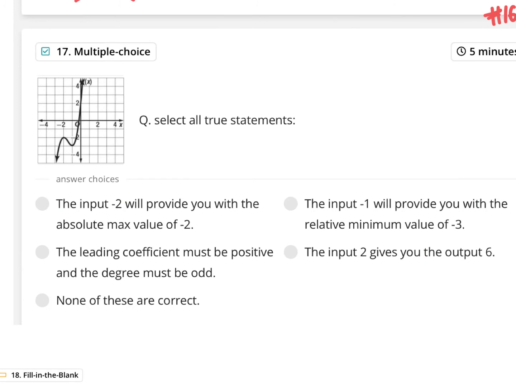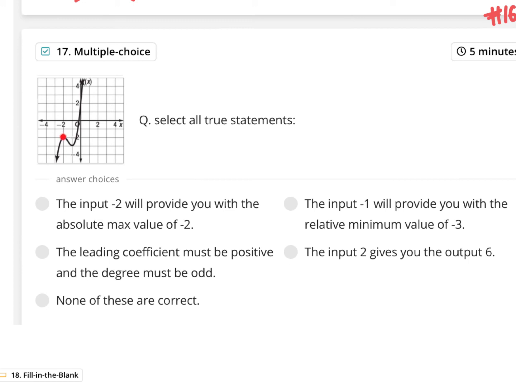If we take a look at this graph, and we need to select the correct statements, it says the input -2 will provide you with the absolute max value of -2. So what does it mean, the input -2 gives you the output -2? That means that the coordinate on this graph is -2, -2. So if I plug in -2 on the x, do I get out a -2 for the y? And the answer is yes, because there's a coordinate -2, -2. Inputs are your x values, outputs are your y values. So the input -2 really does give you that output of -2.